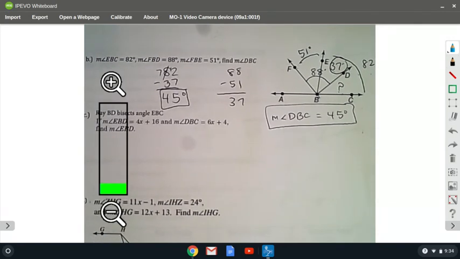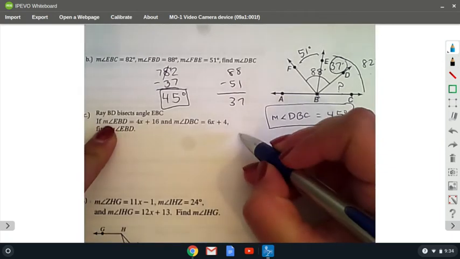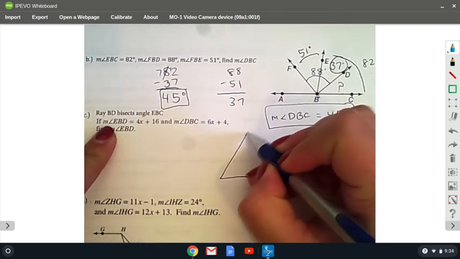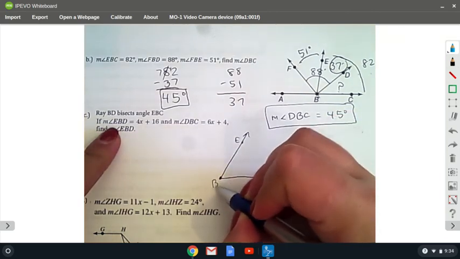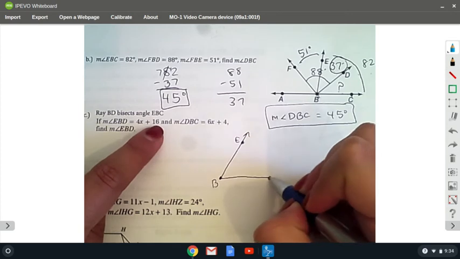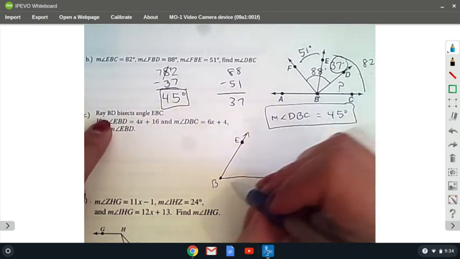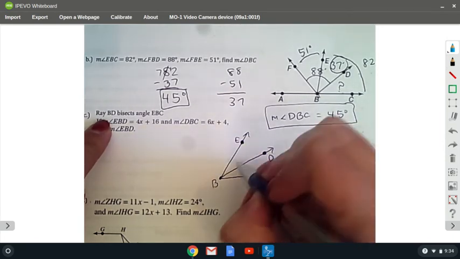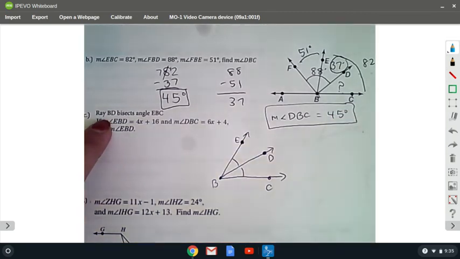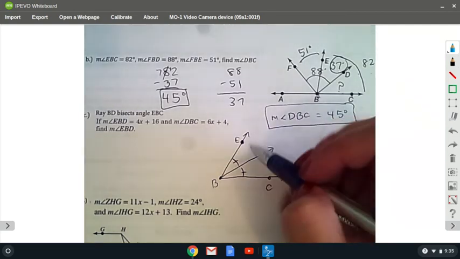All right, the next one says ray BD bisects angle EBC. So I'm going to draw angle EBC. Remember, the letter in the middle should always be the vertex. Then I have a ray BD bisecting. Remember that bisect means it cuts it right in half. So that means these are congruent. If you want, I like to just put that one line. If you want, you can put the tick mark there to show congruency too.